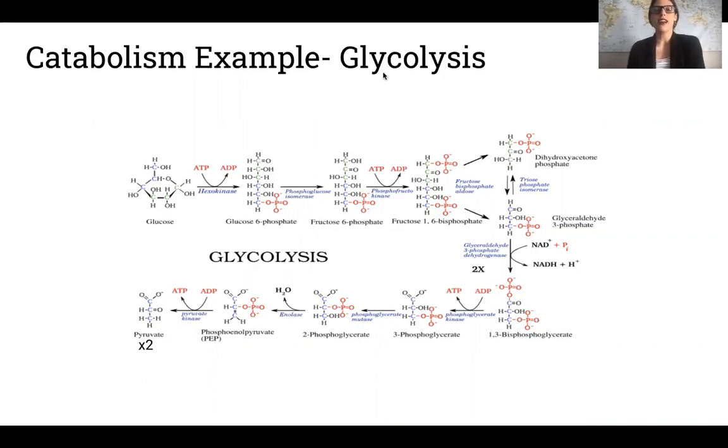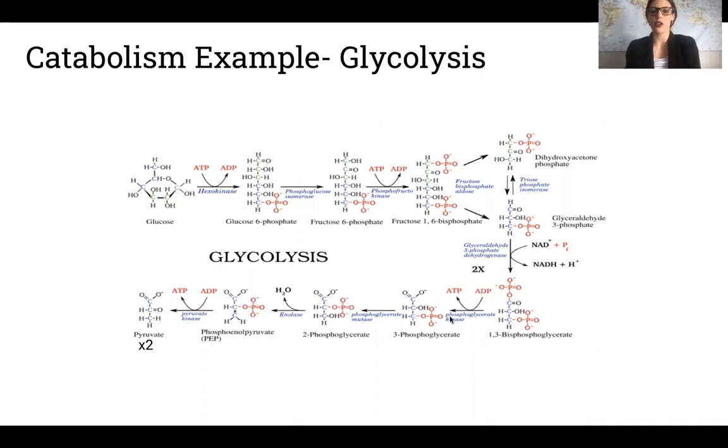So what we're looking at right now is glycolysis. Whenever we see lysis as a suffix, that's going to indicate that something is being broken down. So in the case of glycolysis, we are breaking down glucose. As I already mentioned, glycolysis involves 10 different steps. And since this is energy producing, it's a catabolic reaction, our end product is going to be two molecules.